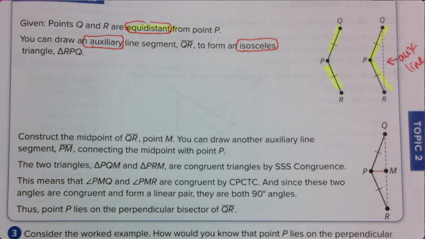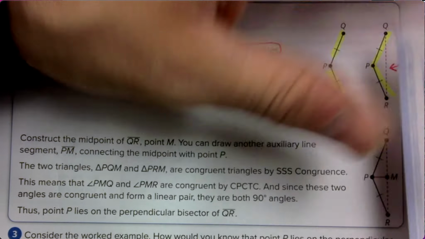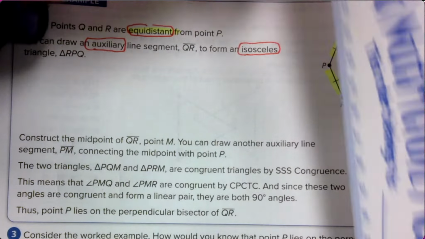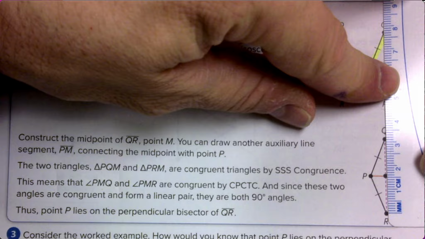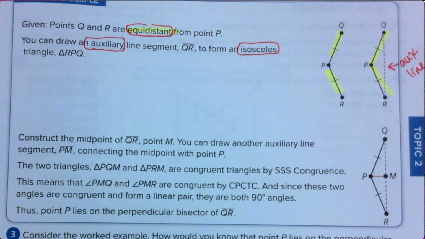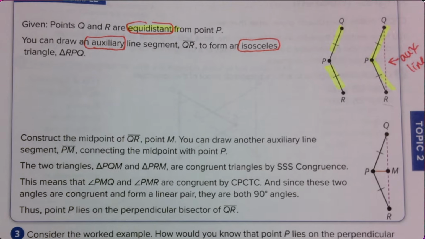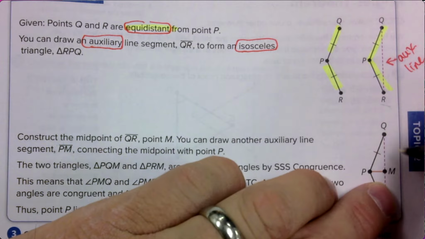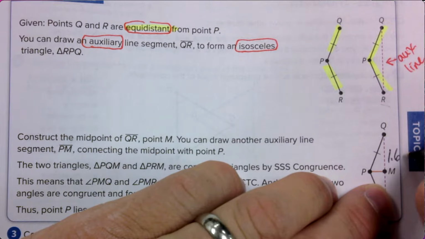Or you could just straight up measure it. You could say this is approximately 3.2 centimeters, and so 1.6 centimeters would be the middle. You could totally do that too. In fact, because I did measure it, I'm going to pop that in here. This is 1.6 centimeters, and this is 1.6 centimeters. That's how I know that I've got the midpoint M right there.